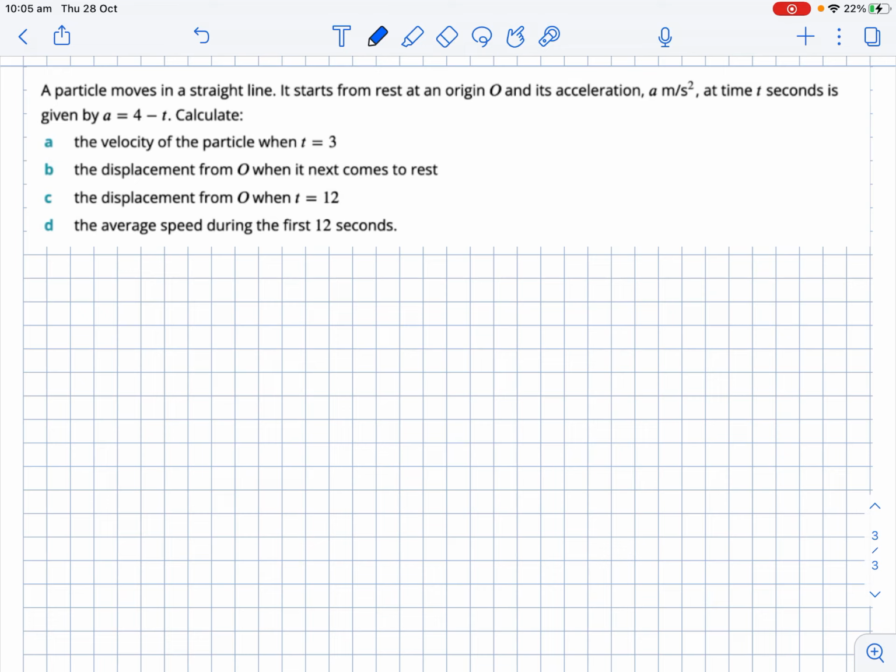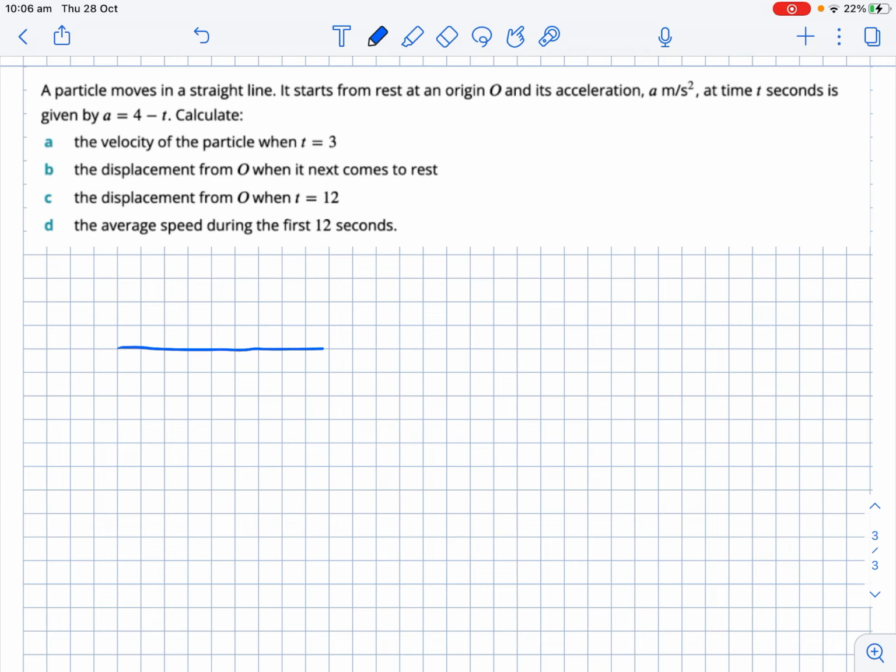So the question is, a particle moves in a straight line. It starts from rest at an origin O, and its acceleration, a meters per second squared at time t seconds, is given by a equals 4 minus t. And we want to calculate the velocity of the particle when t equals 3, the displacement from O when it next comes to rest, the displacement from O when t equals 12, and the average speed during the first 12 seconds. So let's actually try and put some of this information together.